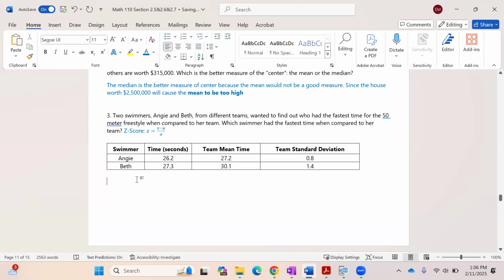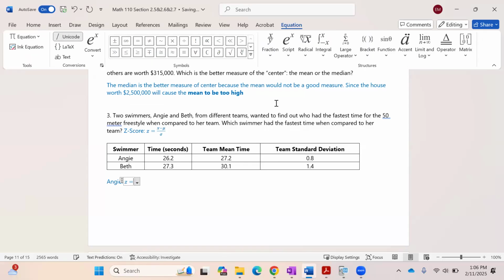So Angie, let's go ahead and check out her z-score. So for Angie we would have z equals her time, so 26.2 minus the team mean time, 27.2, all divided by the standard deviation of the team, so 0.8.